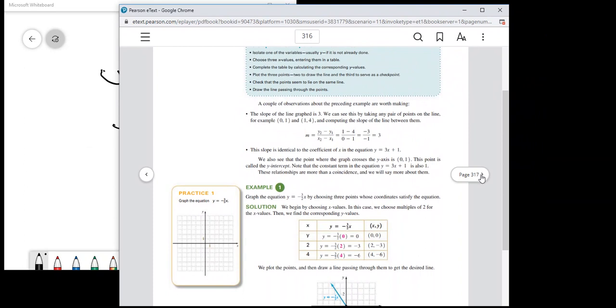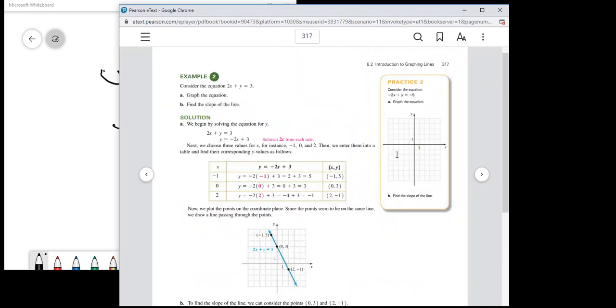So let's go ahead and move forward. And again, graph the equation. Now this has the x and y on the same side, and that's okay. There's nothing wrong with that. But for what we're doing, we want to solve this for y. So in other words, this 2x, we're going to move over to the other side. And you'll see here what they did. They subtracted 2x from both sides of the equation.